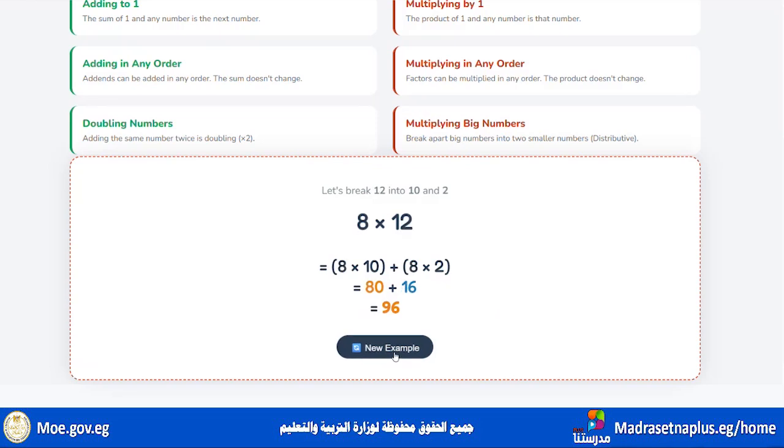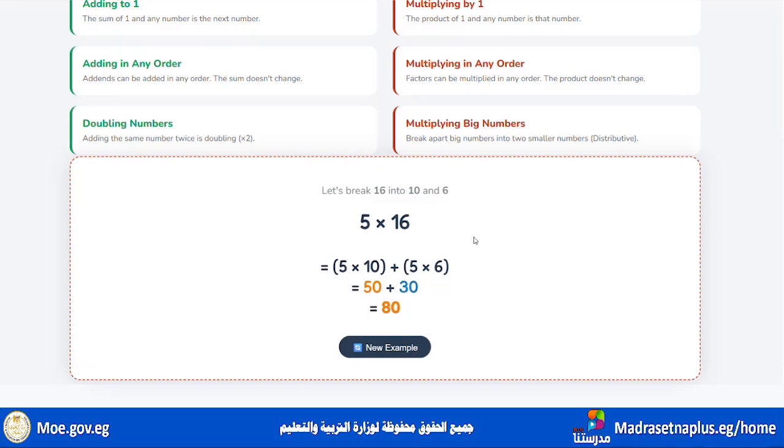Another example. 8 times 12. Split 12 into 10 and 2. That means 8 times 10 plus 8 times 2. 8 times 10, 80. 8 times 2, 16. 80 and 16 equals 96.